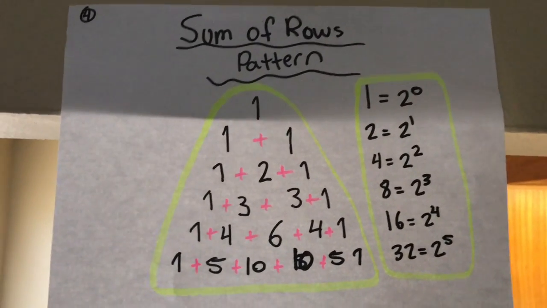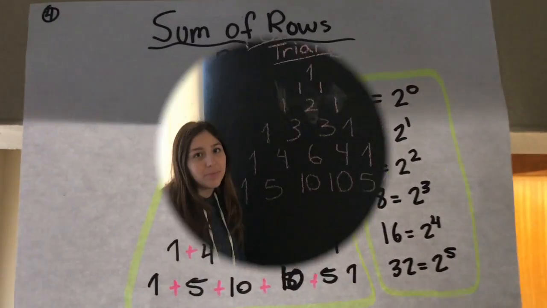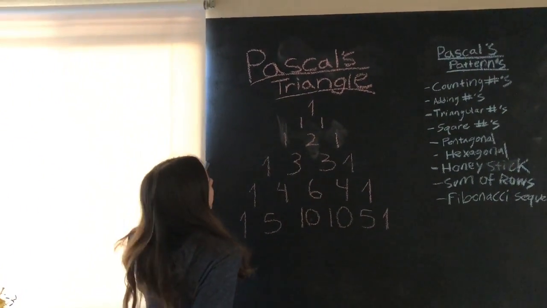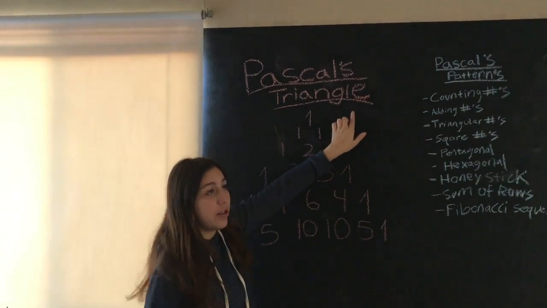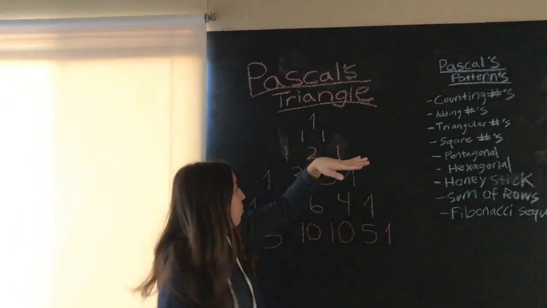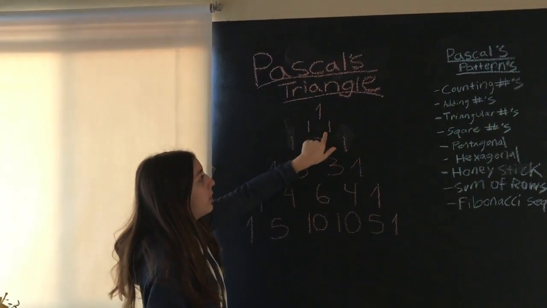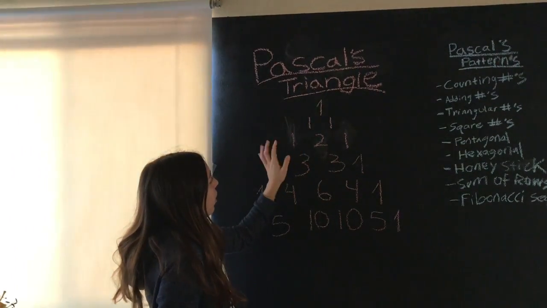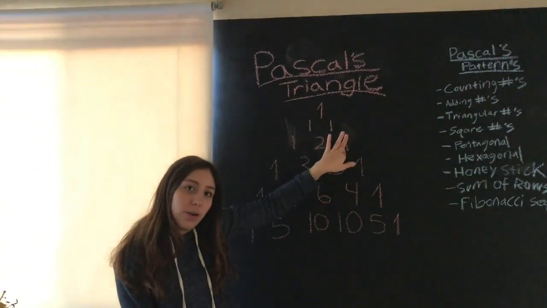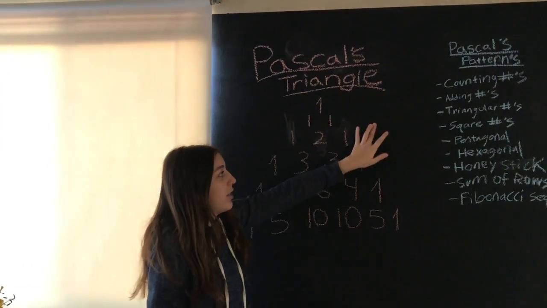Finally, I'm going to explain the sum of rows pattern. The sum of rows pattern is quite simple. So 1 equals 1, which equals 2 to the 0, because 2 to the 0 power equals 1. And then 1 plus 1 equals 2, so that would be 2 to the first power. And then 1 plus 2 plus 1 equals 4. So 4 equals 2 to the second power.